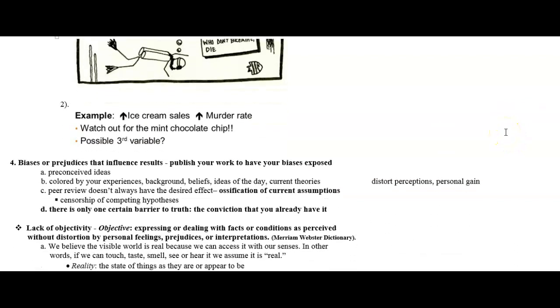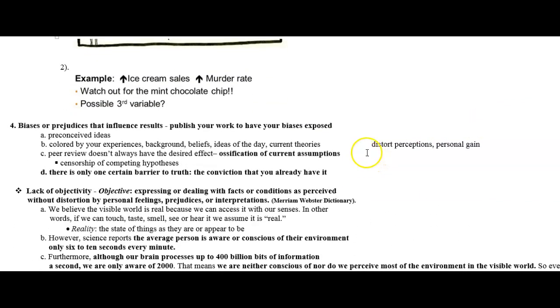Alright, biases or prejudices that can influence results. And that's why in science you're actually supposed to publish your work. It is so people can have your biases exposed. Preconceived ideas. And if we learn about the hippocampus, just the way you think and the information and experiences that you had will determine what is going to be shredded. So your experiences, your background beliefs will cause you to see a certain way, unless you pay attention, alright, that this could be the case.